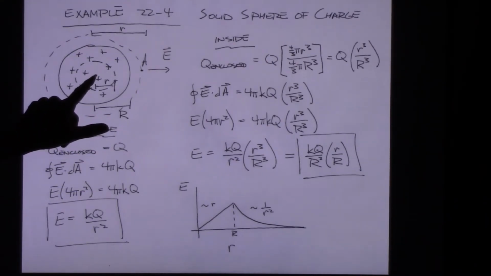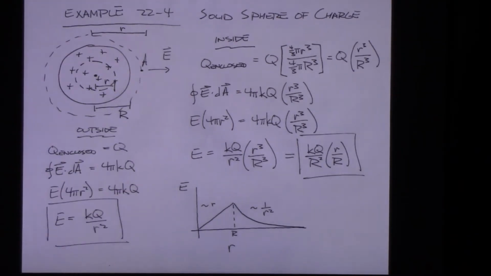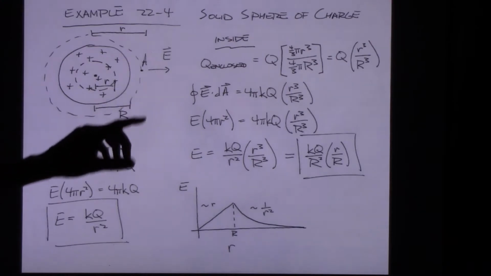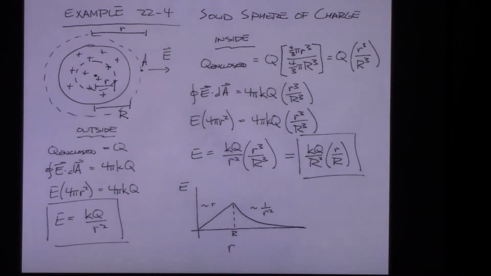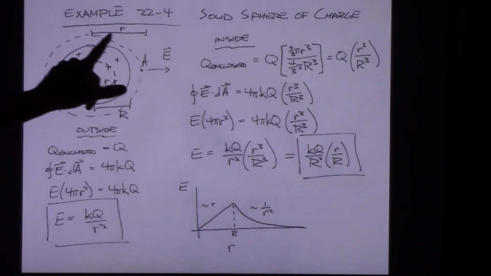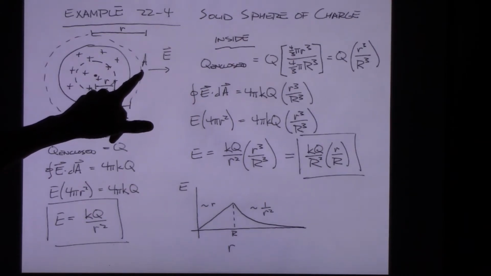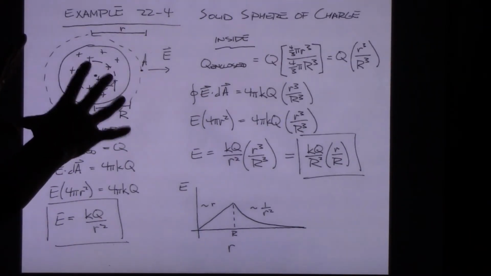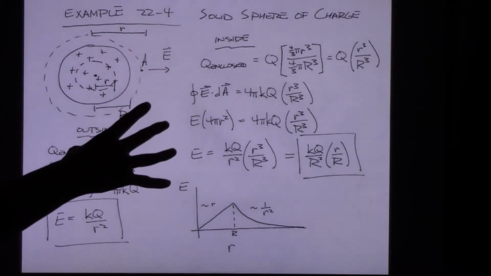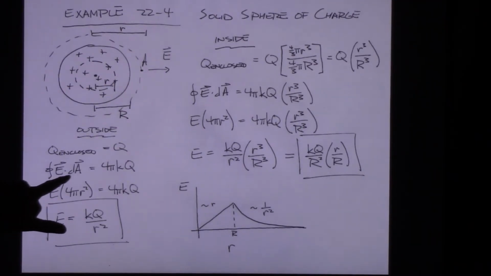So little r represents the distance from the center of the charge distribution out to point A, which could represent any location outside of the sphere. Now, no matter where I choose to pick this point outside, the surface area is going to be 4 pi r squared. That's the surface area of a sphere. So every Gaussian surface that we place outside is going to have the left side of Gauss's law integrate and give us 4 pi r squared times the electric field. So again, the left side is not so difficult.